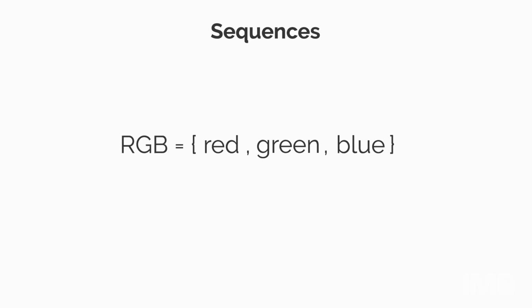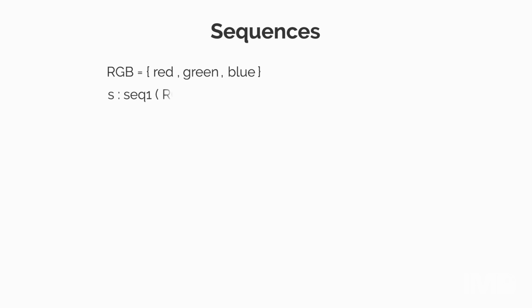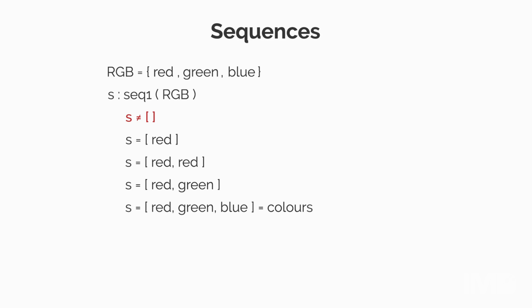Let's suppose we have the set RGB that contains three elements, the colors red, green, and blue. If S is a member of seq1 of RGB, it cannot be the empty sequence, but can be any sequence that's simply non-empty. For example, it can be the sequence containing red, the sequence containing red and red, the sequence containing red and green. It can be our example, the sequence colors that contains red, green, blue. It can be the sequence green, can be the sequence green, blue, and so on.